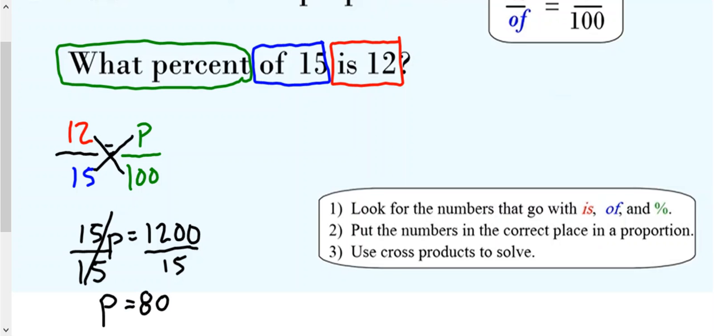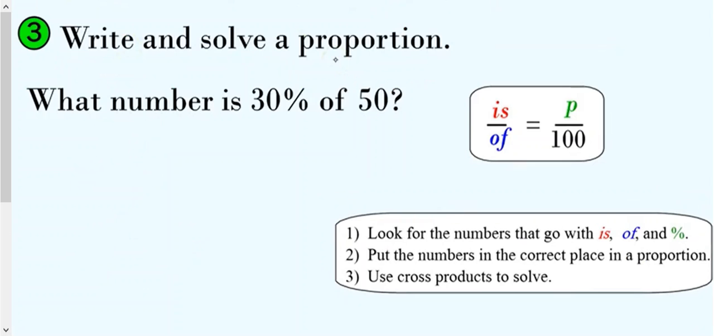What does that number tell us? It tells us that 12 is 80% of 15. So p equals 80. So 12 is 80% of 15. All right. Make sure you have this example written down, and then we're going to move on here. Go ahead and try it. Pause here. Try this one on your own, and then come back and see how you did.